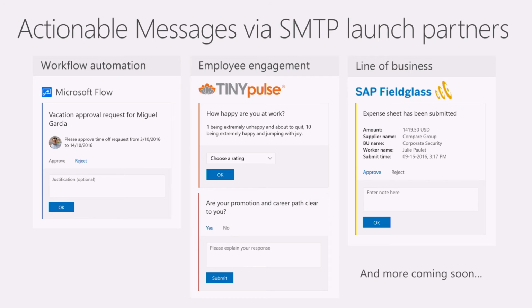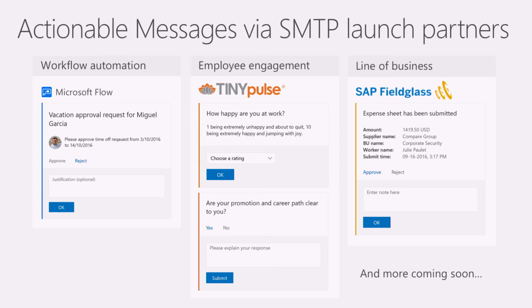Microsoft Flow you've seen, Fieldglass you've seen. Soon we're going to have TinyPulse. TinyPulse is a service that allows companies to do very quick and targeted surveys. The principle being, if you get a single question survey, you're going to have much more engagement from the people who are supposed to respond to that survey because it's very quick. They don't have to think about it that much.